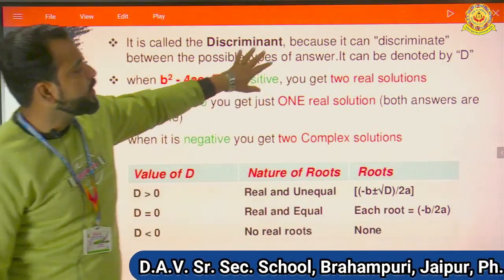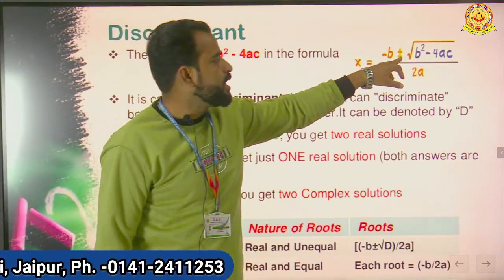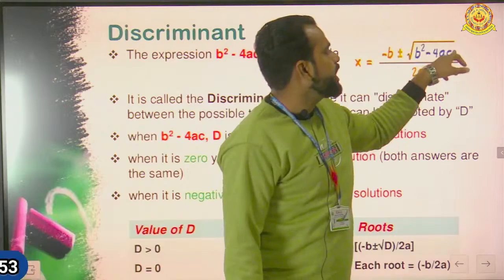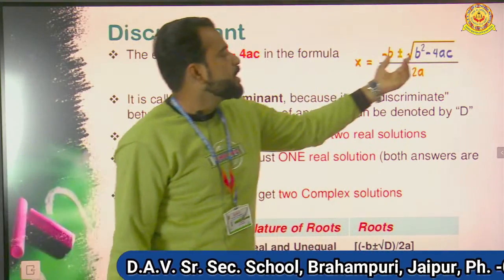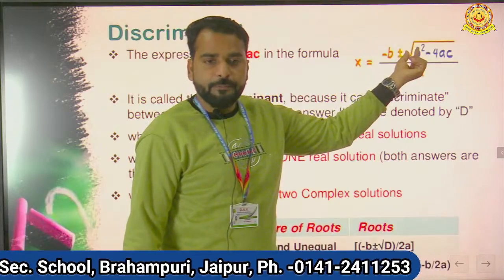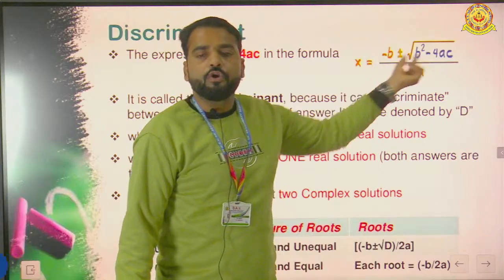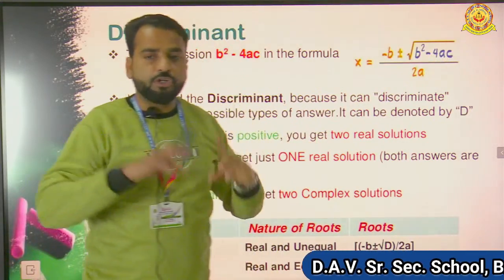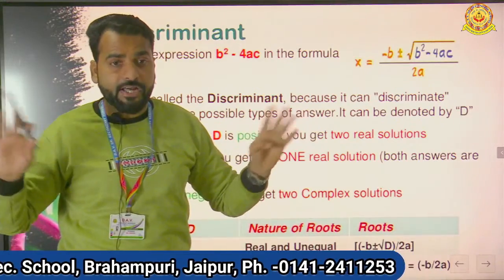How will we get two real solutions? Because outside this square root there is plus and minus. For example, if your b square minus 4ac comes 1 or 2 or 100, that means the square root of that will be positive only, right? So if we are adding plus 100 or plus 1 or minus 100 or minus 1, it will be two different answers. For addition and for subtraction we will get two different answers.